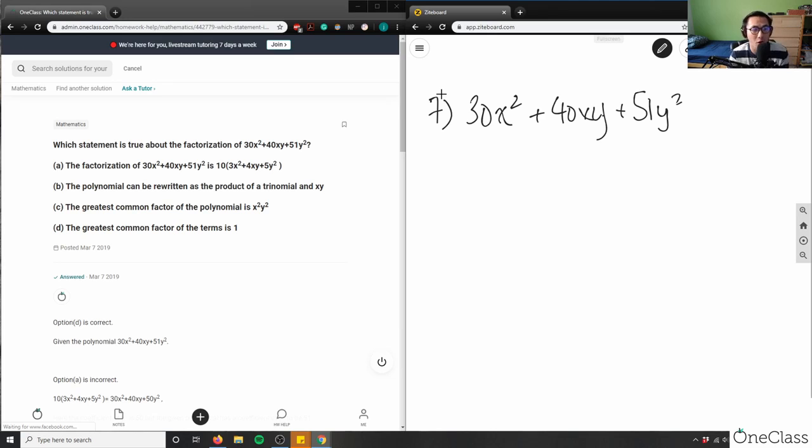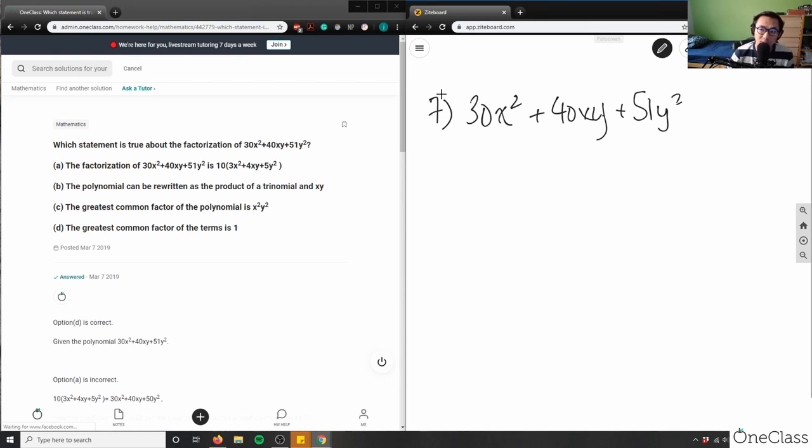Again, you're given four options here. A: The factorization of 30x squared plus 40xy plus 51y squared is 10 times (3x squared plus 4xy plus 5y squared). B: The polynomial can be written as a product of a trinomial and xy. C: The greatest common factor of the polynomial is x squared y squared. D: The greatest common factor of the terms is 1. So what is true about the factorization of this?